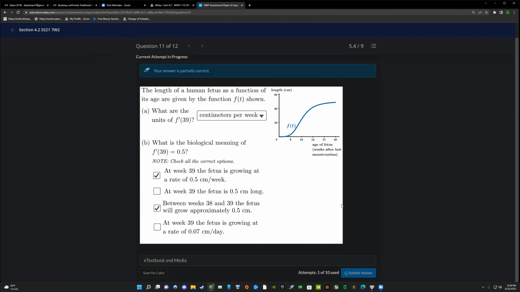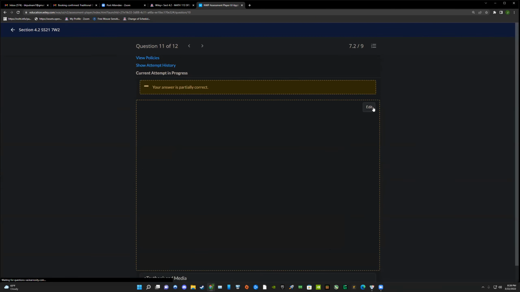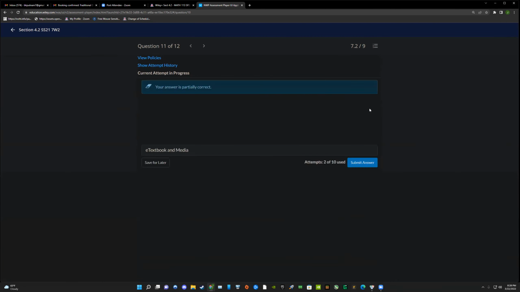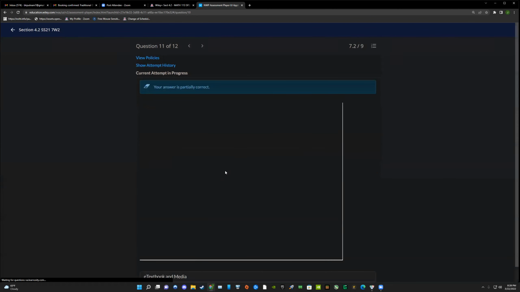You can try that if you want. Oh no, what's going on? We didn't get to the third one. So the last one looks like it's also correct.